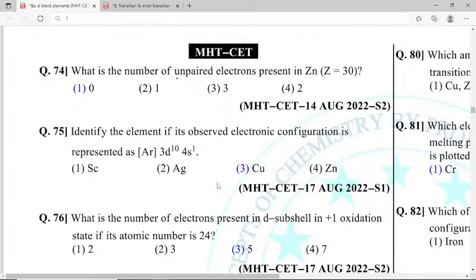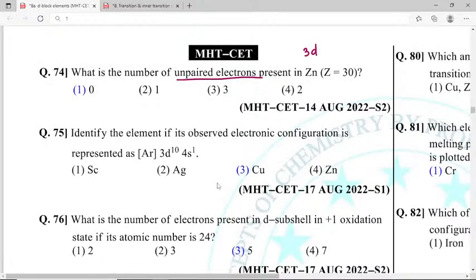What is the number of unpaired electrons present in zinc? Zinc is 3d10 4s2. So it has 0 unpaired electrons. All electrons are paired.